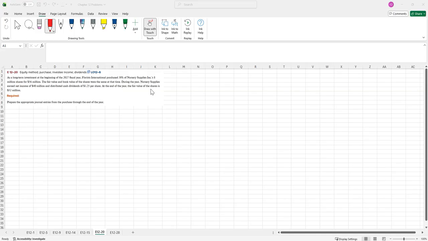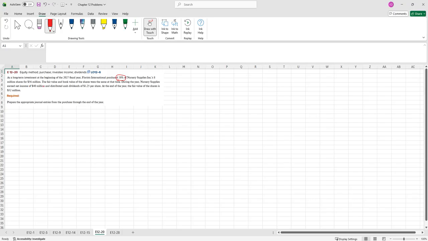All right, let's look at another problem here. We're looking at the equity method, right? With the equity method, the thing that comes to my mind is kind of pro rata. We must own something between 20 and 50%. We have significant influence.